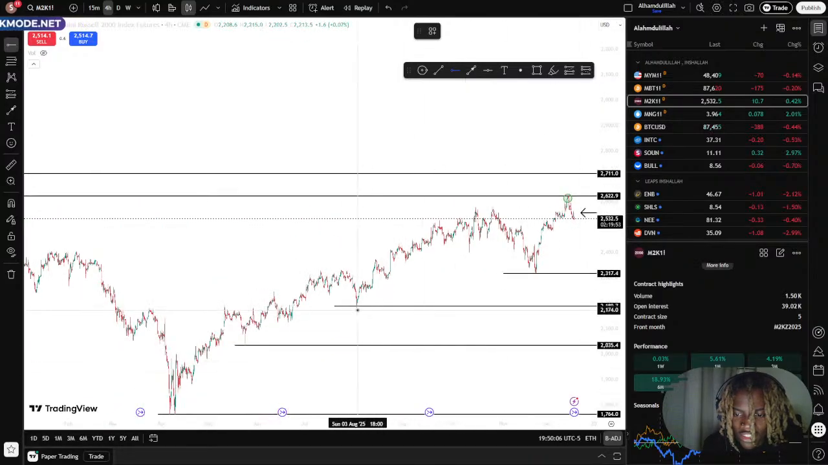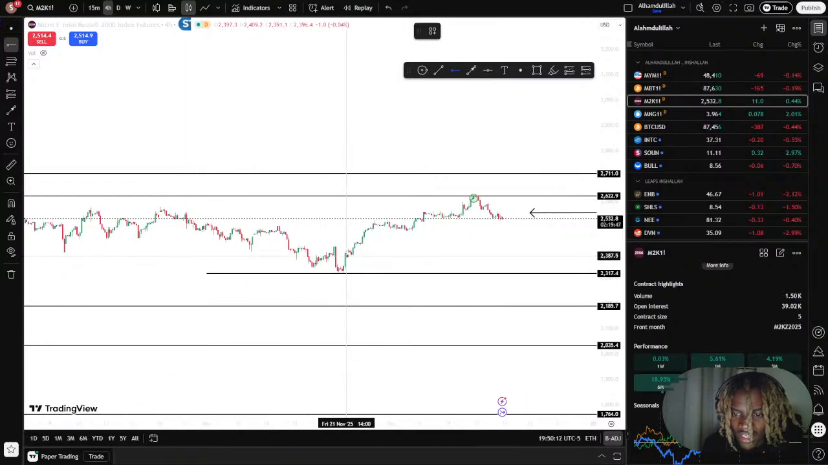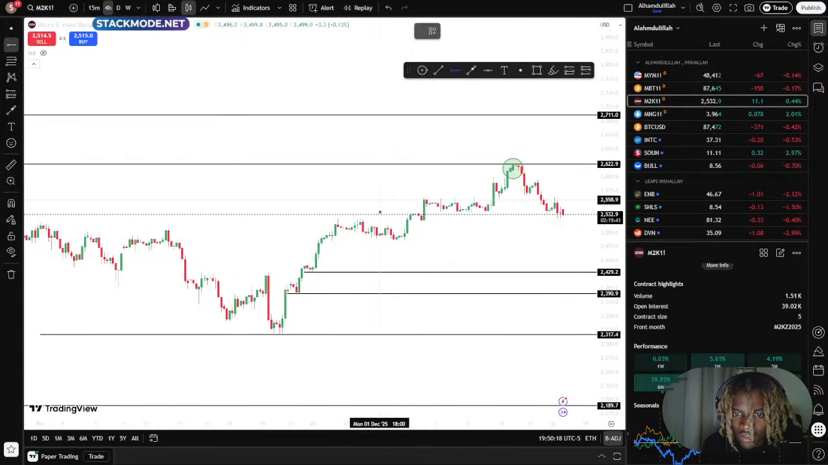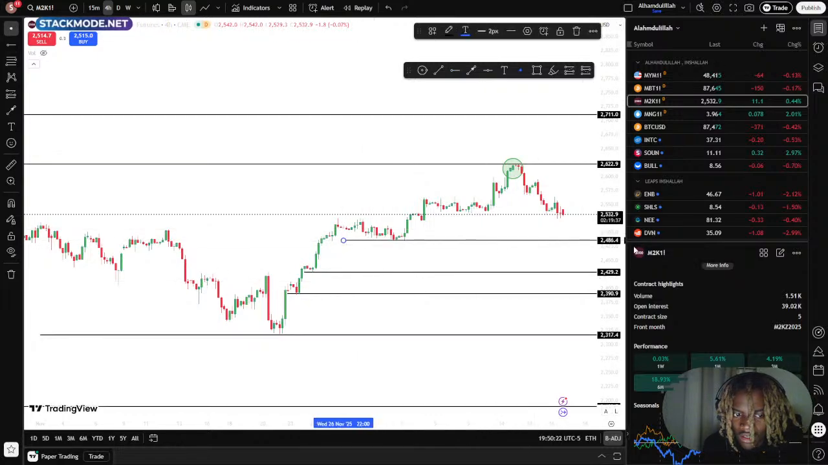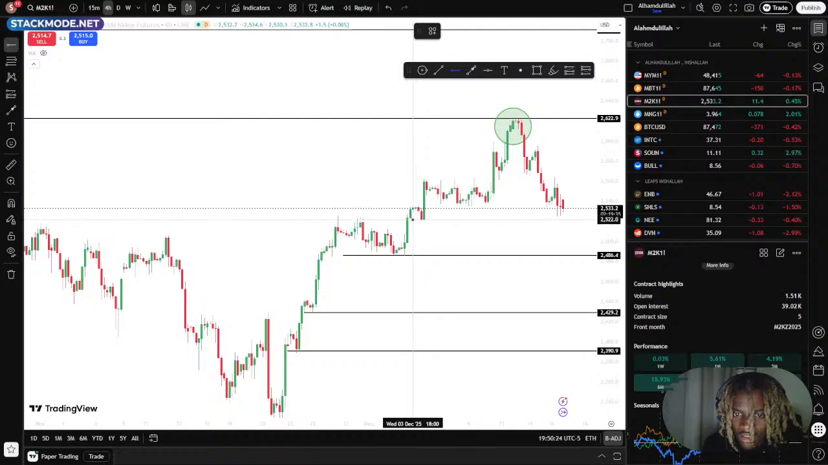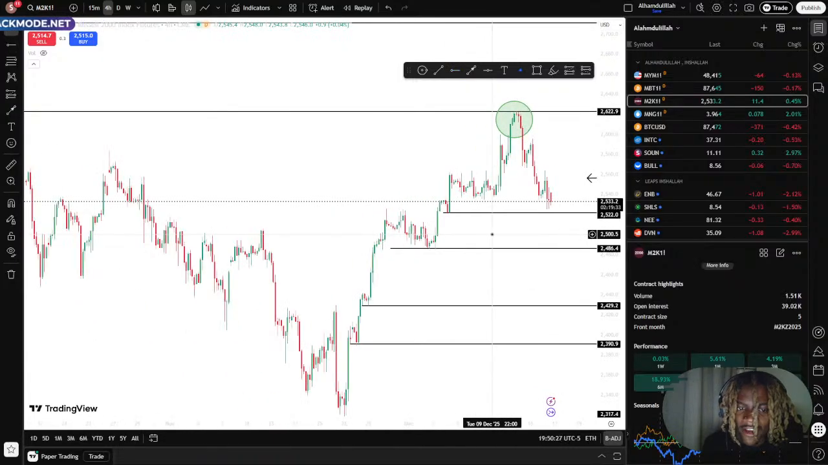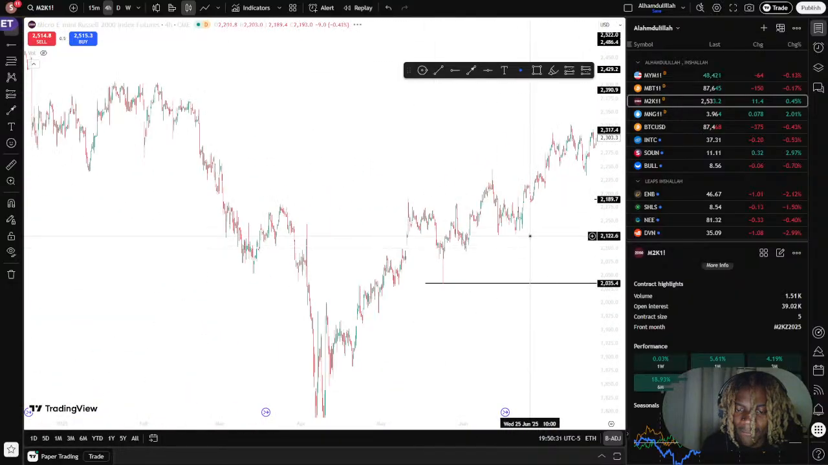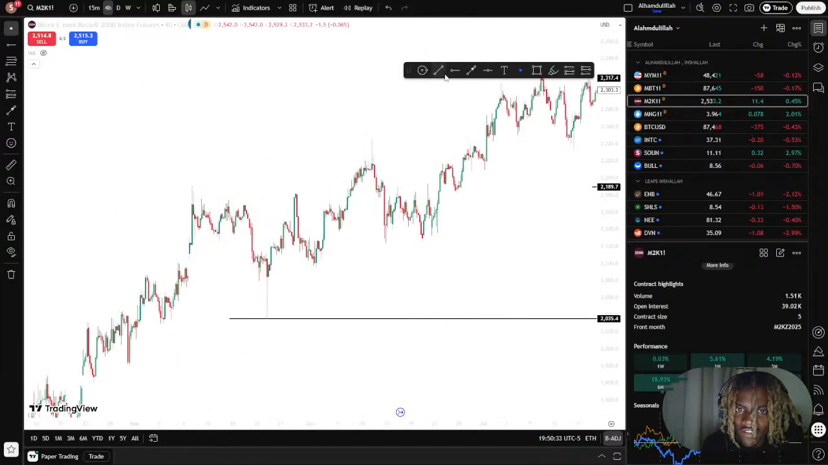You see how this low is here? And then you have this low. Then you have this low. If I zoom in, I have this low. This low. This low. This one. Okay. So we could see price dumping in and making each of the higher lows.